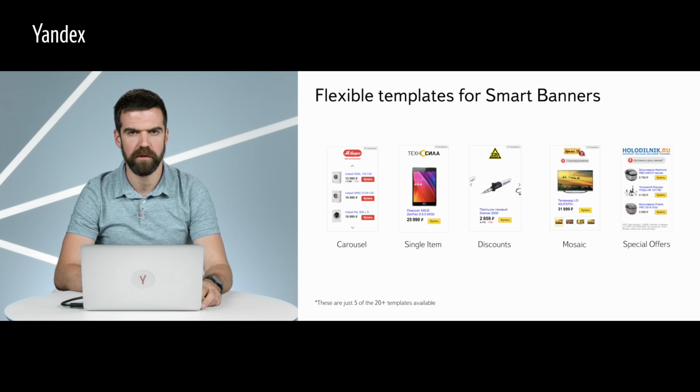So, how do they look? With plenty of settings to choose from, you can show your products individually, in a carousel or mosaic, or highlight discounts and special offers. More than 20 templates are available. You can experiment with different templates to figure out which brings the best click-through rate. Just like matrixnet helps determine which ads are likely to be the most effective, Yandex's machine learning decides which of your products to show each user.